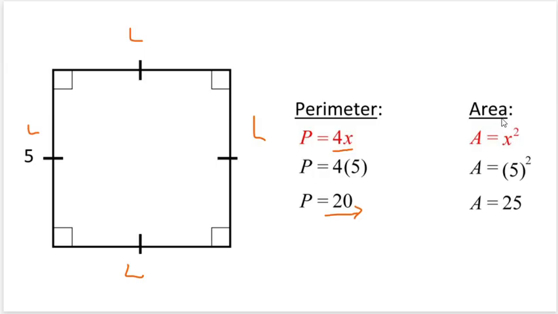When you're finding the area of a square, the area of a square is length squared. So length squared gives us 5 squared, which becomes 25.